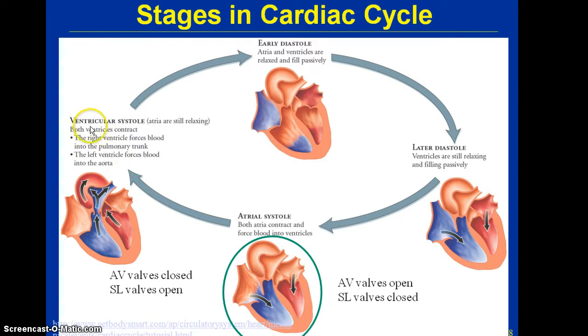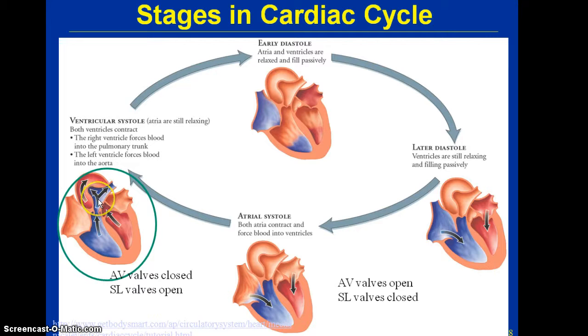There's a delay, and then during ventricular systole, the ventricles are contracting. The AV valves are going to close shut to prevent any backflow of blood into the atria. And the ventricles are starting their contraction in ventricular systole. The semilunar valves will open because the pressure is increasing in these ventricles, and then blood will be ejected from the ventricles and will enter the arteries. From the left ventricle, it will be the aorta, and from the right ventricle, it will be the pulmonary trunk and pulmonary arteries.